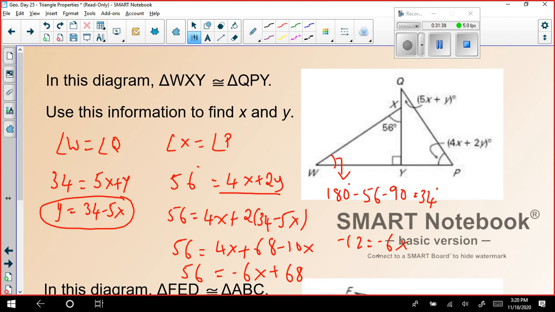Dividing by negative 6 on both sides, I get x equals positive 2, because negative and negative cancel out. You are dividing by negative 6, so you get x equals positive 2 for the first one. So you have x equals 2, and to find the value of y, substitute here. 34 minus 5 times 2 is 10, so you'll have y equals 24.